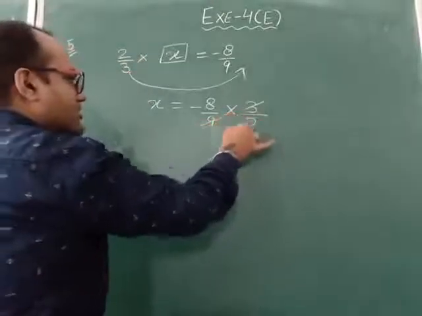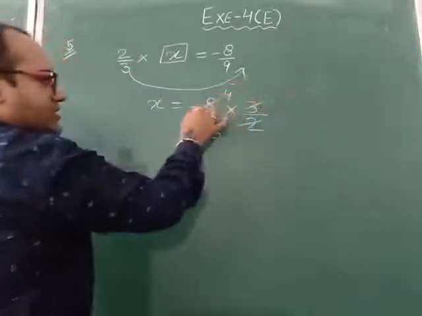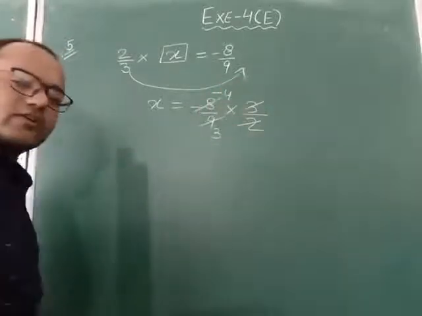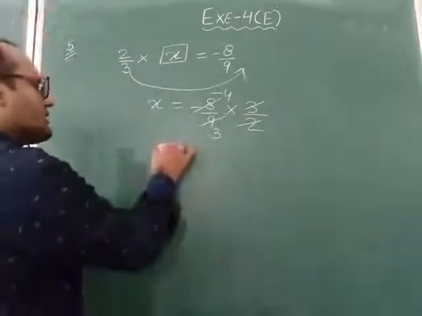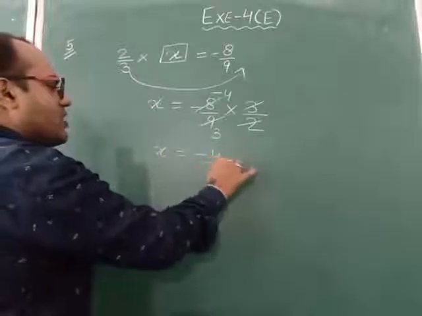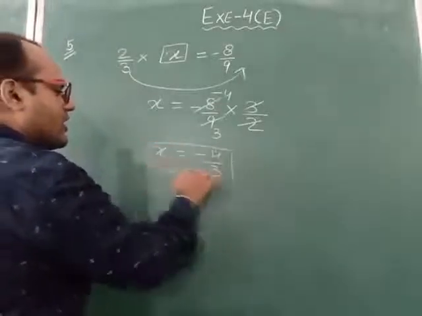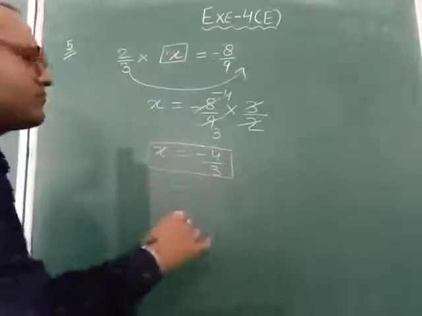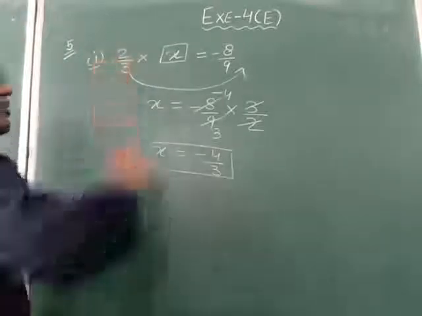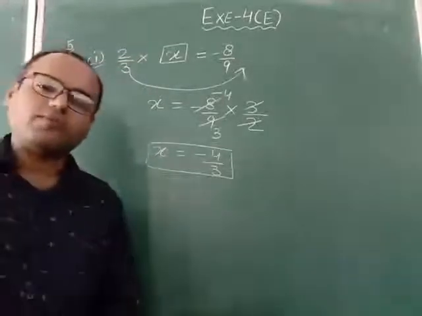3 threes are 9, 2 fours are 8. In this 8 there is a minus, so here also we have to take minus 4. So the answer for x is minus 4 upon 3. So this is your final answer of part number 1. So like this you have to do all the parts of this question number 5.